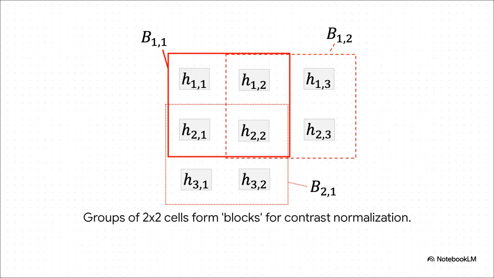To fix this, we group the cells into larger overlapping blocks of 2 by 2 cells. And that overlap is super important. It adds a bit of redundancy that makes the whole thing more stable. Then we do the most critical step of all, normalization. We look at the 4 little histograms inside a block and we scale them relative to each other.